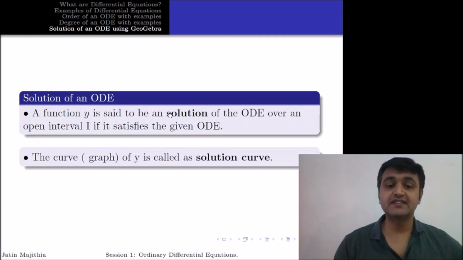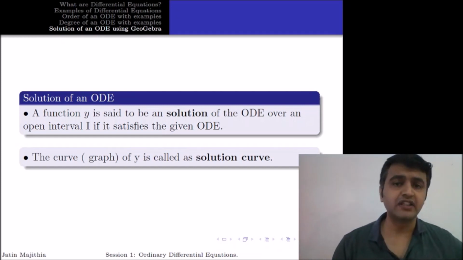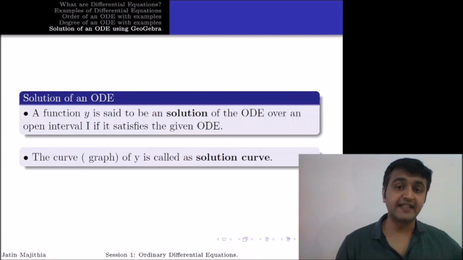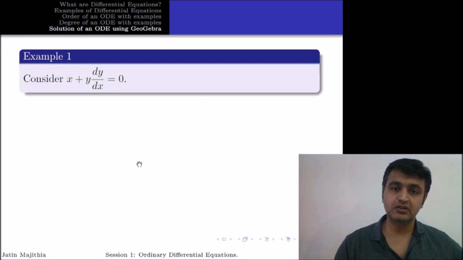Okay, so a function is said to be a solution over an interval if it satisfies the given differential equation. Once you have some y equal to something, you find its derivative and plug it into the differential equation. If that differential equation is satisfied, that means the function y is the solution of that differential equation, and the graph or curve of that solution is called the solution curve.